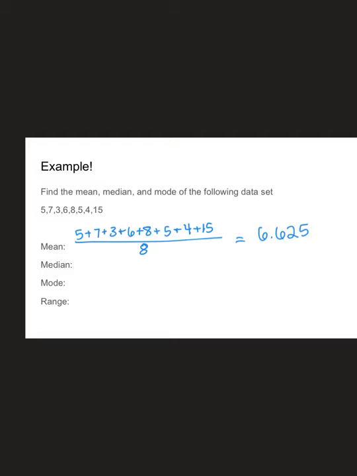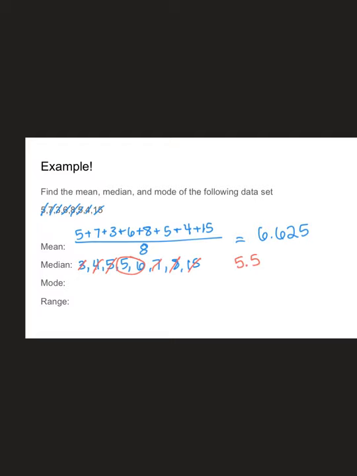All right, and then for the median, we're going to list these in numerical order. We'll start with the smallest. So we've got a 3, 4, 5, 5. We had to list them both because they both are there. Then 6, 7, 8, and 15. And then we want to find the middle value. So we'll just cross them off, and we have 2 left, so the average of 5 and 6 is going to be 5.5. Halfway between 5 and 6.